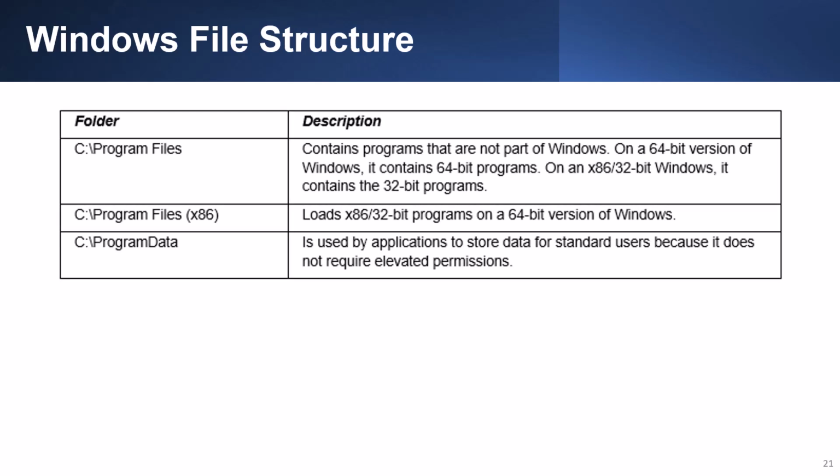The Program Files and Program Files (x86) folders store your programs. If you have a 32-bit Windows, your 32-bit programs will be stored in Program Files. If you have a 64-bit Windows, the 64-bit programs will be stored in Program Files, and the 32-bit programs will be stored in the Program Files (x86) folder. The ProgramData folder is used by applications to store data for standard users because it does not require elevated permissions. The ProgramData folder is a hidden folder.